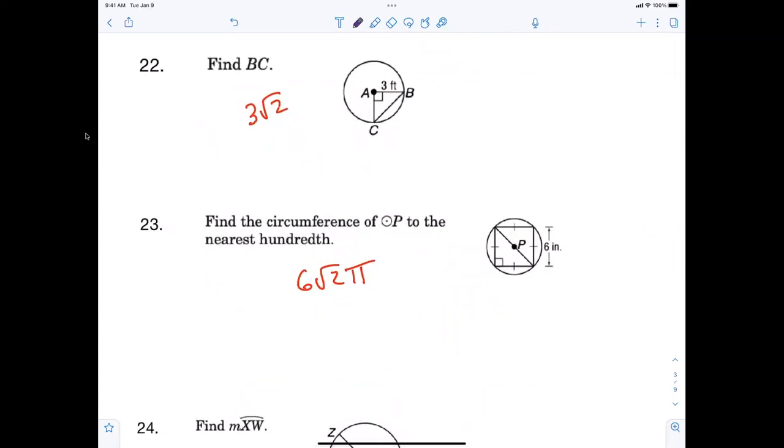Twenty-two is just remembering, correct? That's a 45, 45, 90. So that's just 3 radical 2. Anybody have any questions with 23? I'm sorry, 22. All right, now on 23.